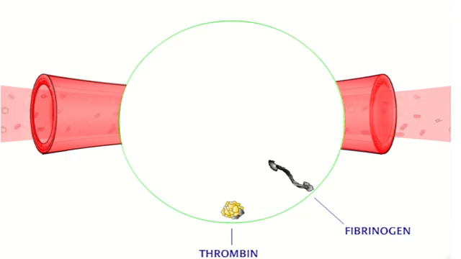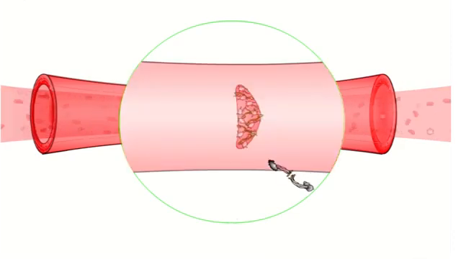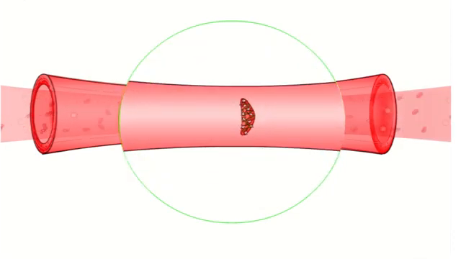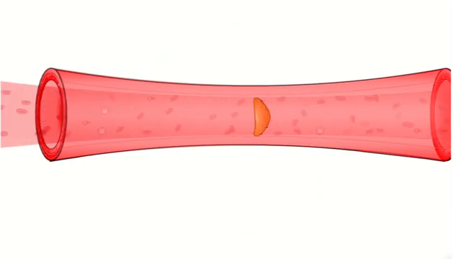Activated thrombin then snips small pieces off another protein called fibrinogen. When lots of fibrinogen is cut, the pieces cover the platelets and stabilize the clot. To form a stable clot, all the molecules in the cascade must be present and properly shaped.